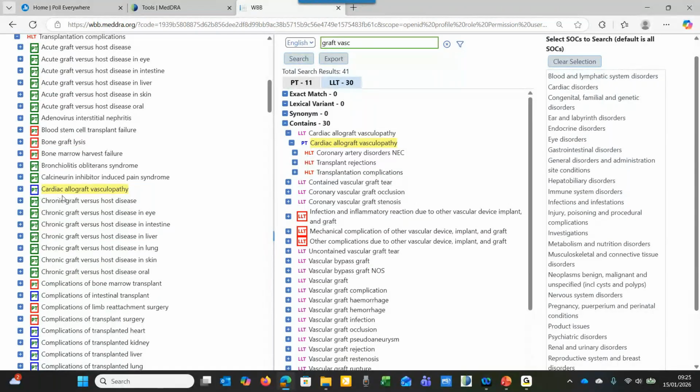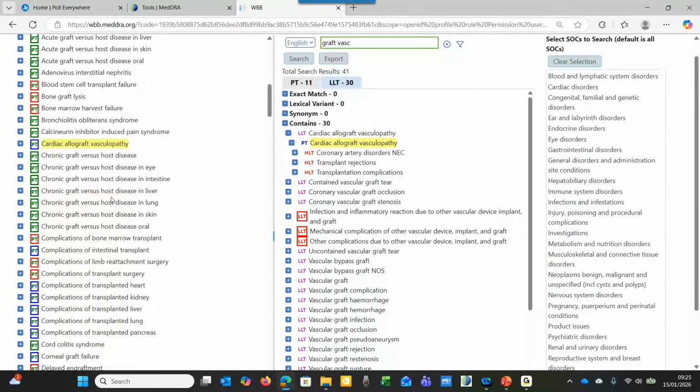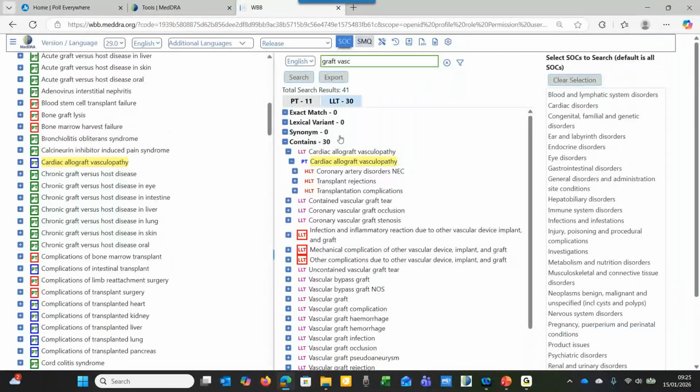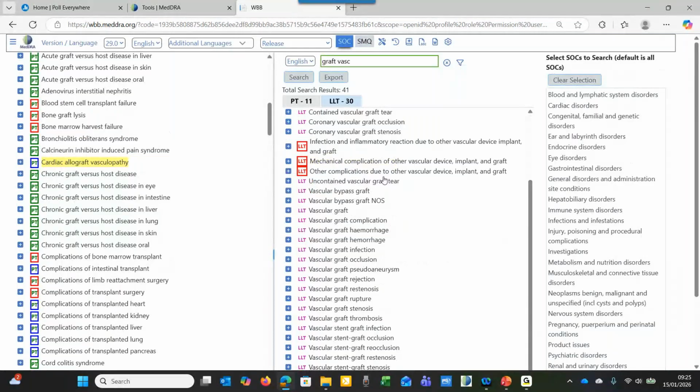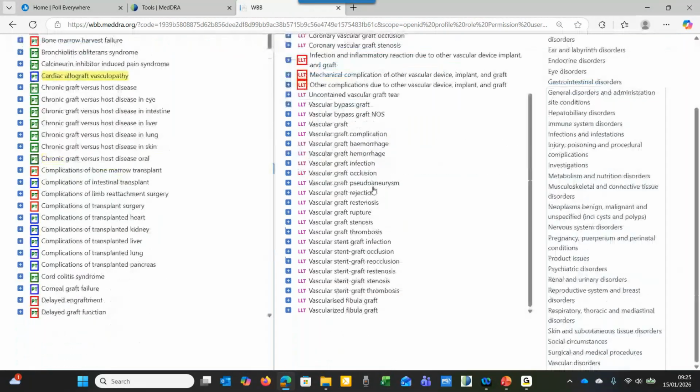And we don't know. It's good that it's got vasculopathy in it, so it makes me think that this is something that does happen following transplants. Maybe it is cardiac, but I wouldn't make that assumption without knowing more of the case, asking the reporter. Anything else with vasculopathy? Let's have a look down. We've got specific vascular graft problems. Vascular graft, we don't know it's a vascular graft or vascular stent graft.